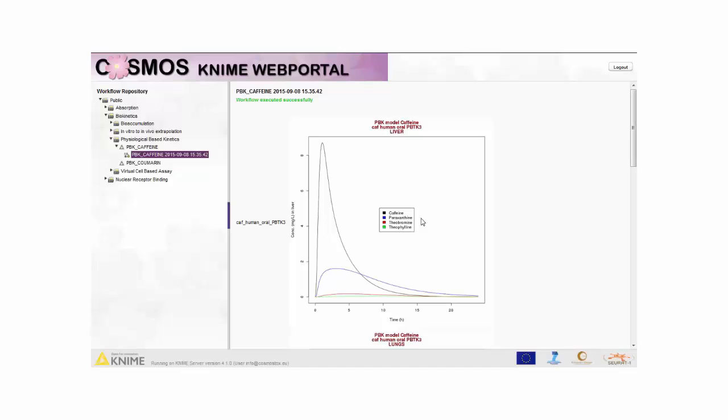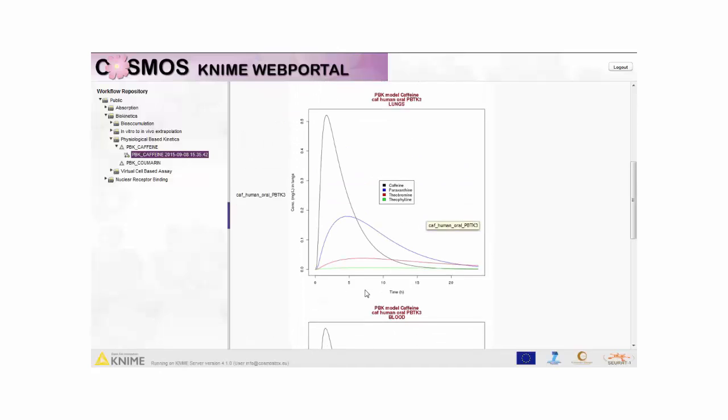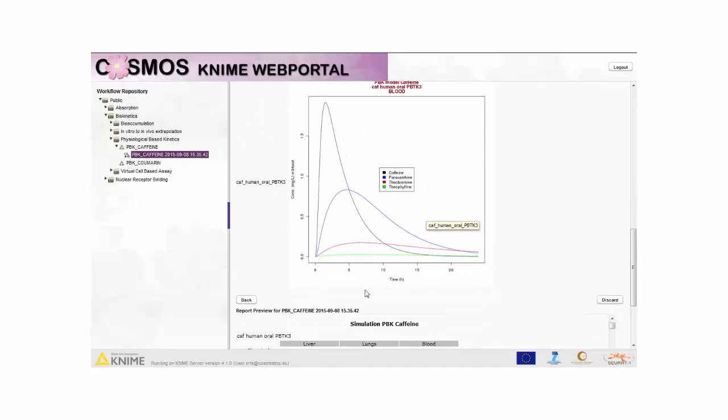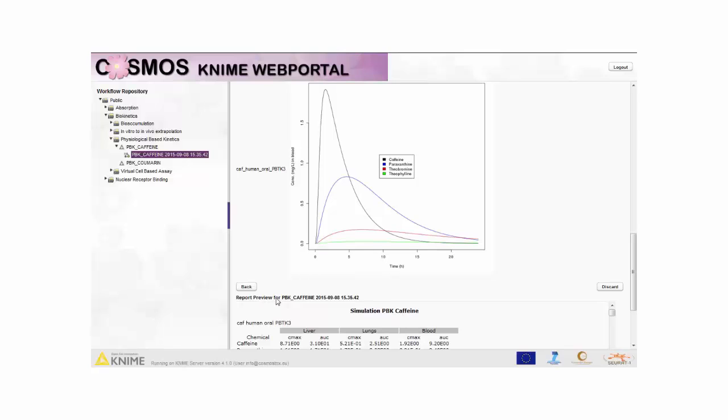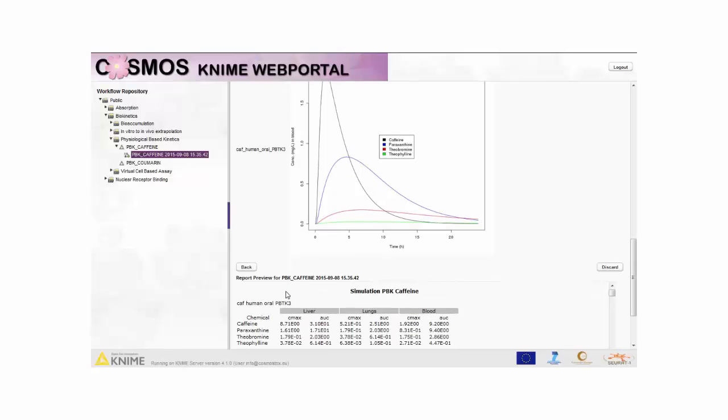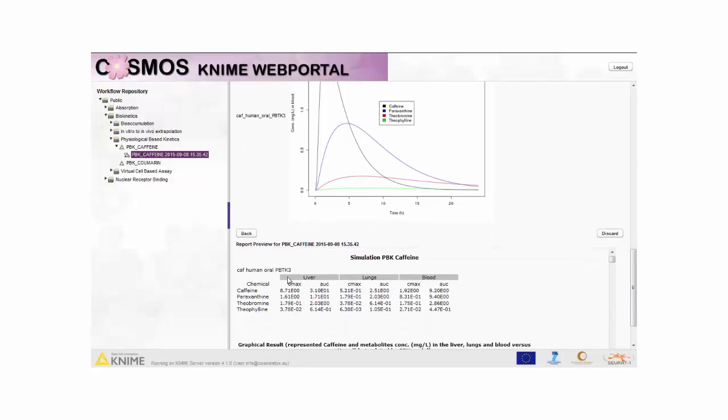So in a few minutes, you actually obtain graphical results of time versus concentration for caffeine and its metabolites in liver, in lungs, and in blood. And if you scroll further down, you also have a report which you can download, where you will find a table summary with all the maximum concentrations, Cmax, for liver, lungs, and blood at the dose selected at the beginning, and also the area under the curve obtained by the simulation.